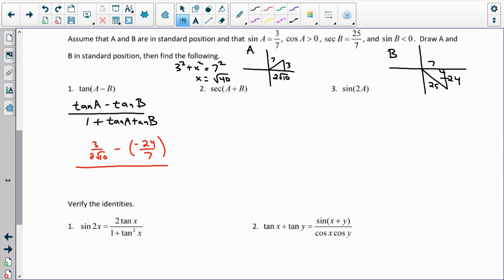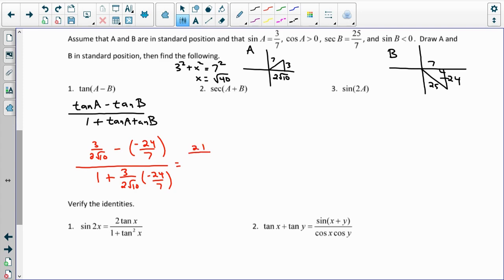divided by 1 plus tan tan. So I already know the tangents here. Now this is kind of ugly, but we'll make do. So I have to get a common denominator up here. So I'm going to multiply the top and bottom of the first one by 7.